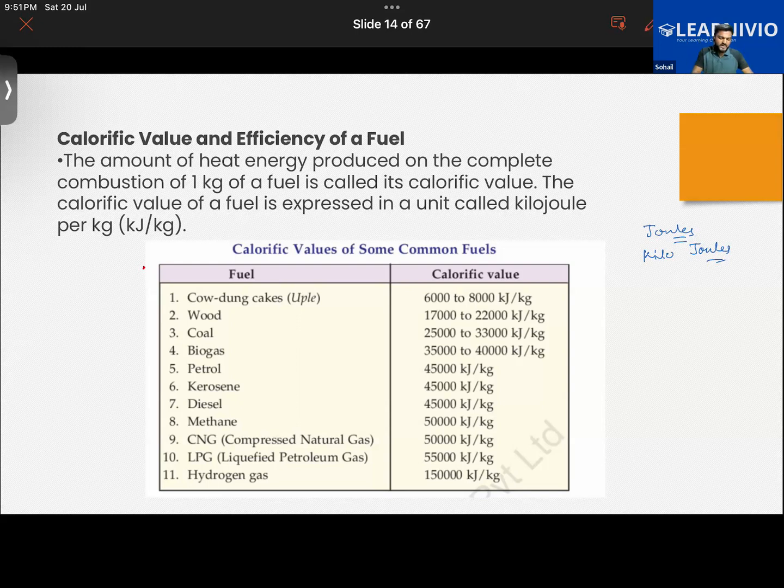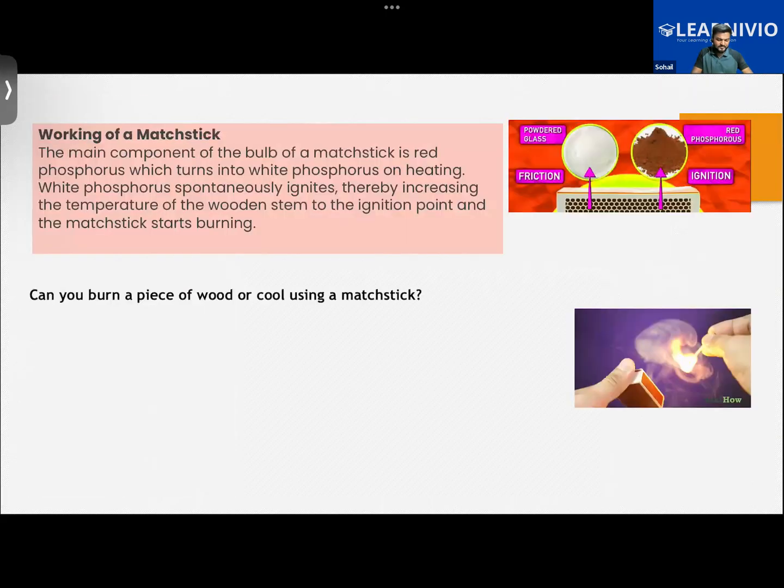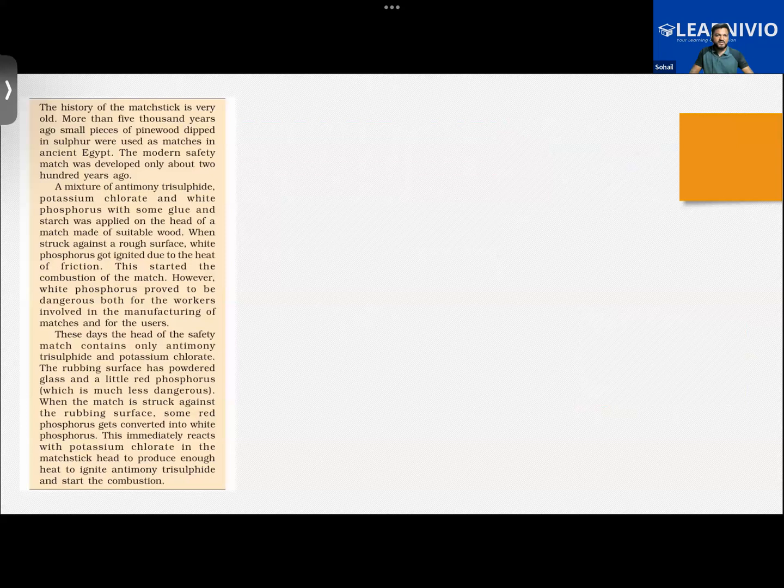And we also know that an ideal fuel would be the one having a high calorific value, right? But there are other criteria also for an ideal fuel. Okay. So today we would be learning about the history of the matchstick, and about how a matchstick works. But before we do that, please read the given paragraph about the history of the matchstick.